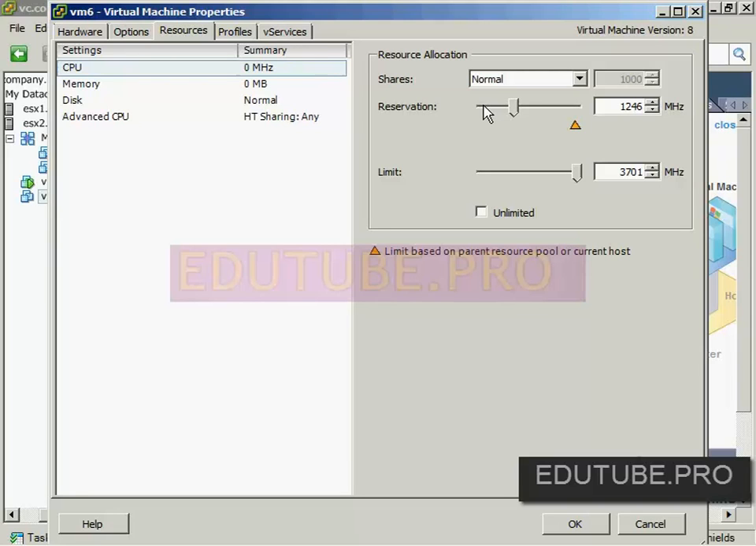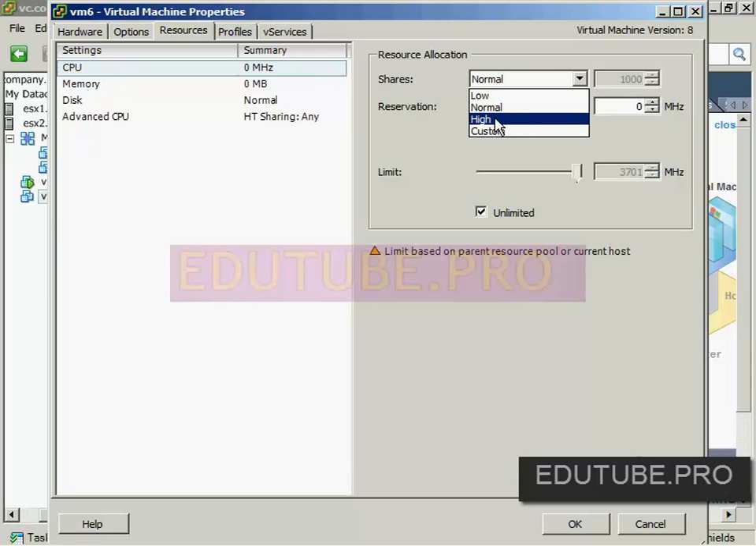No matter what the behaviors are of the other VMs on this host, you know that you're going to get that minimum reservation for CPU. Finally, you may just want to, instead of actually defining specific reservations or limits, just set a normal, low, or high number of shares to this virtual machine's CPU.